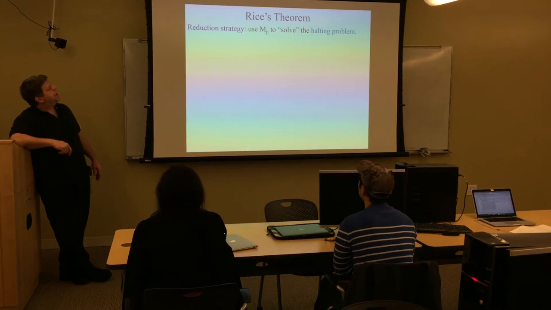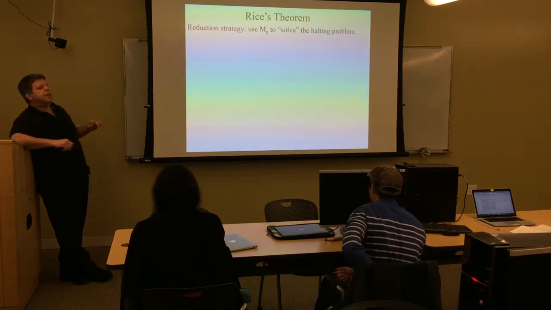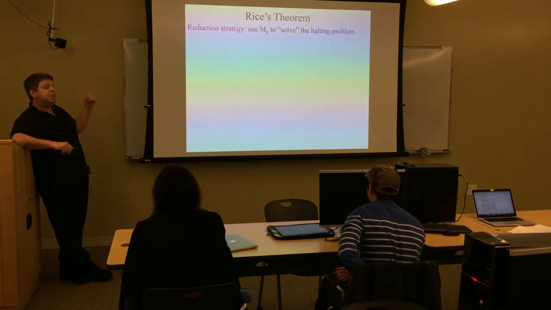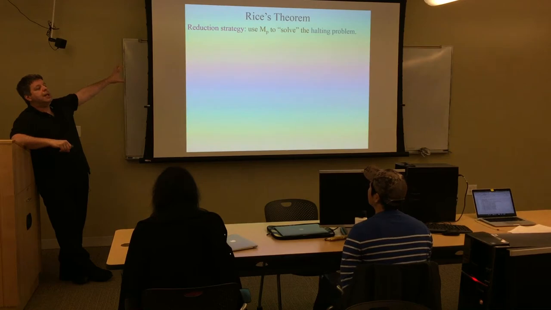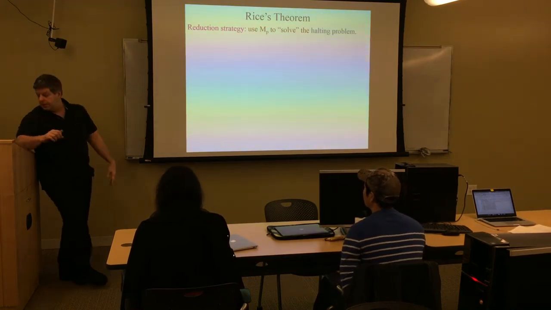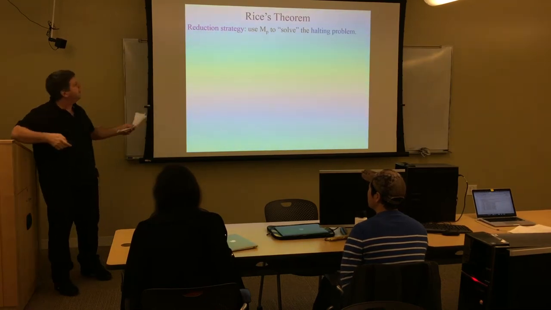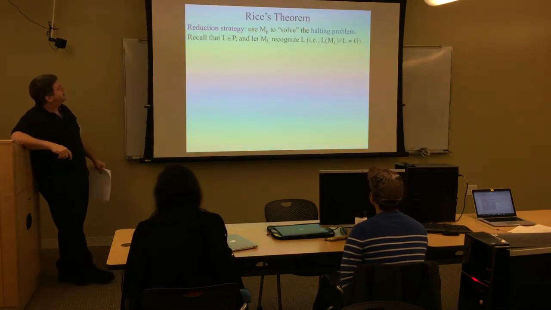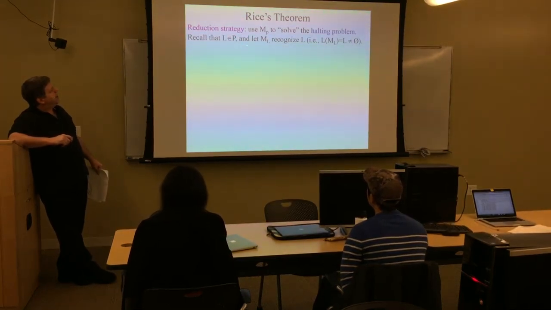So we're going to use this machine that determines this property as a solver for the halting problem, same as we did in the previous example. In fact, this whole proof that we're going through generalizes the other three examples that we already did. You know, these examples here with this M prime and stuff. You'll see how it generalizes it. So L has this property, and let machine M sub L recognize this language.